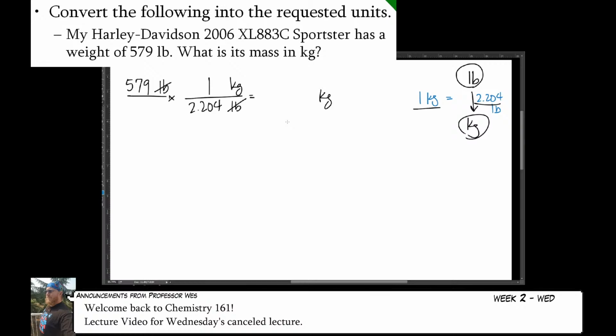And I get 262 point, let me put this over here actually. 262.704. That's way more sig figs than we need. Now let's check for sig figs. This is 3. Again, whenever you see 1, that's exact. This is 4. My answer should only have 3. And there you go.